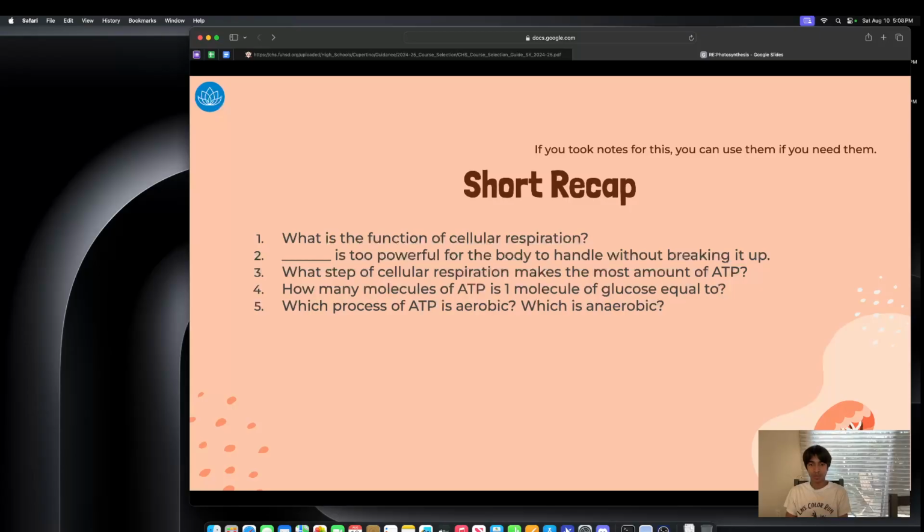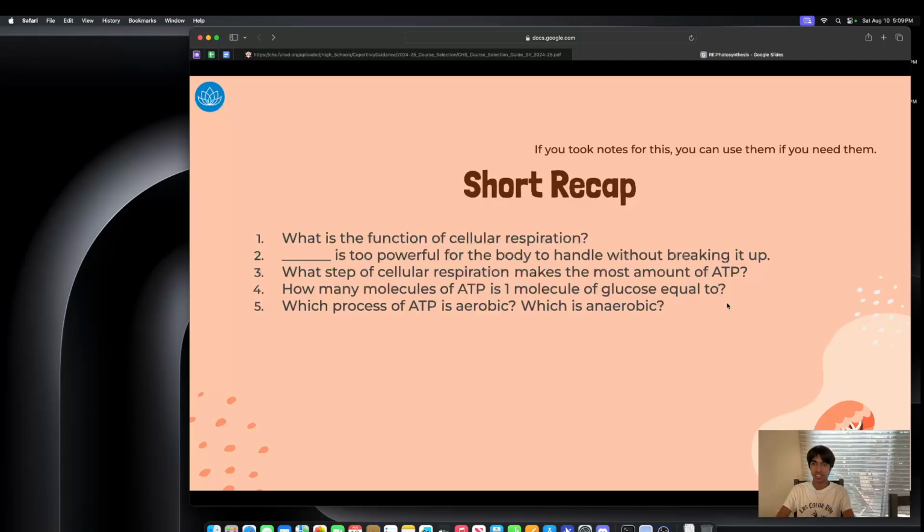And which process of cellular respiration is aerobic and which is anaerobic? If you remember correctly from the last class, aerobic means that it requires oxygen and anaerobic means that it does not require oxygen. The last one, ETC, has a step where it takes in oxygen to take away the electrons and ions so the rest of the chain can move. So yes, ETC is the only aerobic function of the cellular respiration process.